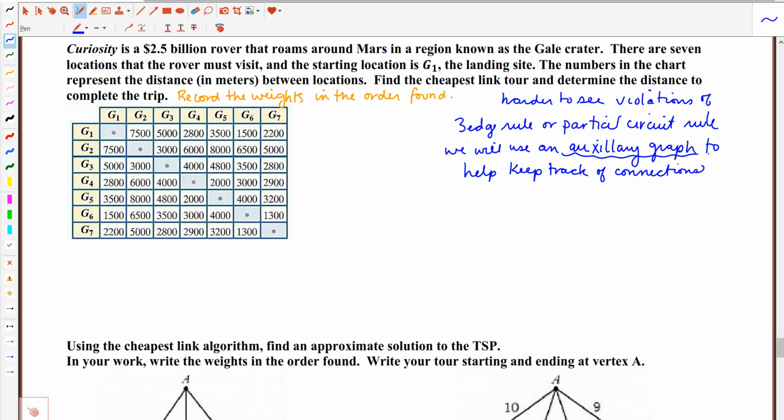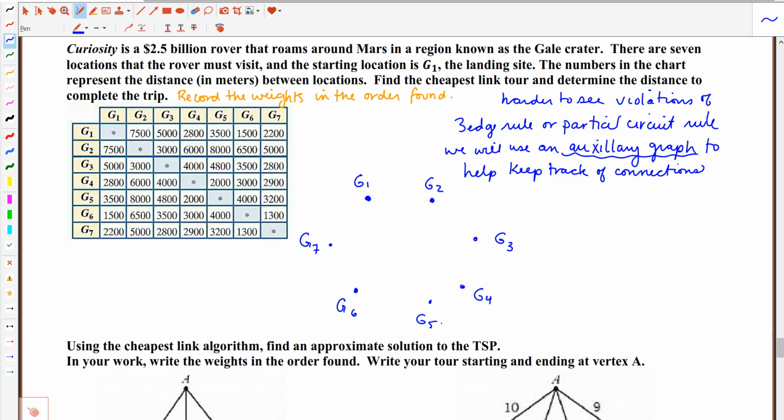Alright, so we're going to use this thing called an auxiliary graph. So what is that? We're going to put down our vertices like we would be making a graph model for this. So I'm going to have my vertices, and I always like to put them in a circular pattern. So G1, G2, G3, G4, 5, 6, 7. Okay, but as opposed to drawing in all of the edges, we're just going to draw in edges as we want to grab weights.